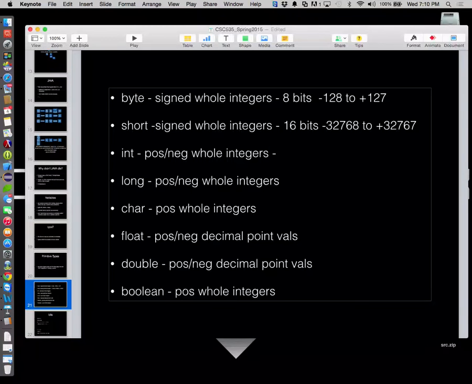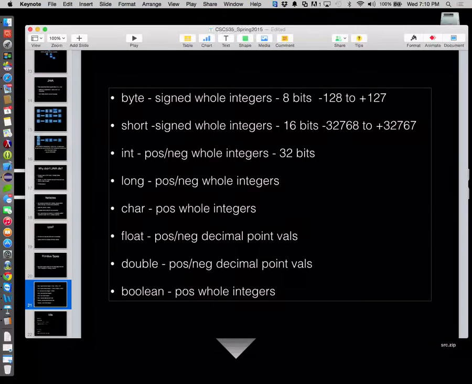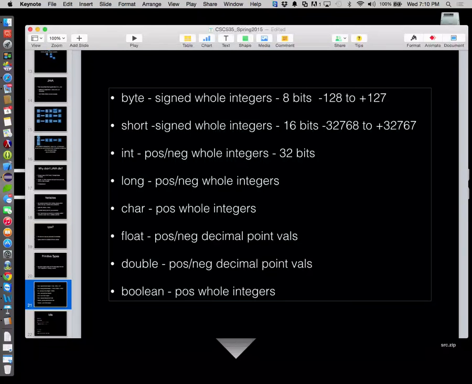An int, 32 bits. So plus or minus 2 to the 31st power. So that's roughly negative 2 billion to positive 2 billion.